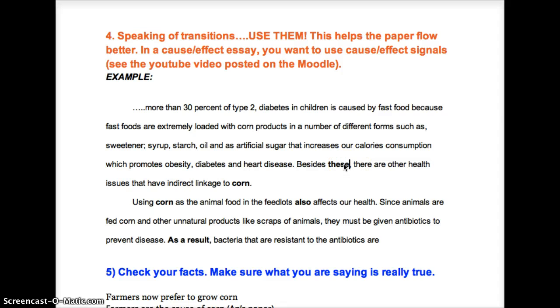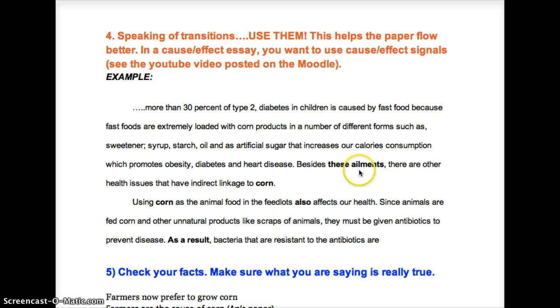Besides these ailments, I want to be more specific, there are other health issues that have direct linkage to corn. All right, so here he's listed a bunch of different examples of the effects of corn, and then his transition here to make the flow go, he says, besides these ailments, referring to what came before. And then he says, there are other health issues that are directly linked to corn. So here at the end of this paragraph, he's saying, we have these problems here, but there are more problems related to corn. And this sentence is the transition sentence into the next paragraph, where he talks about a different way that corn affects our health.